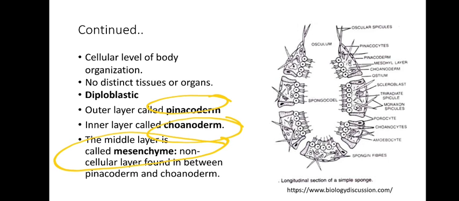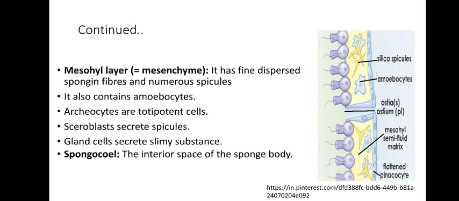The inner layer is choanoderm, this one, and the outer layer is pinacoderm, formed of pinacocytes. And this central layer is called the mesohyl layer, or mesenchymal layer, and it is formed of numerous fibers and the spicules. In addition to that, there are also wandering amoebocytes.